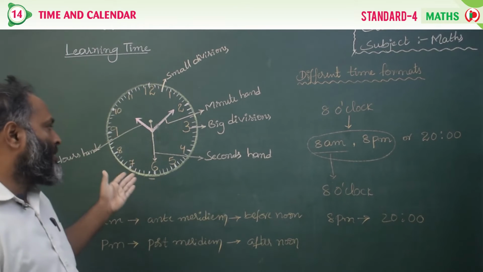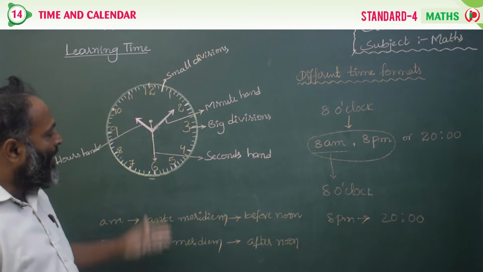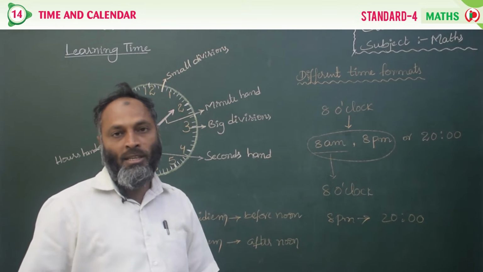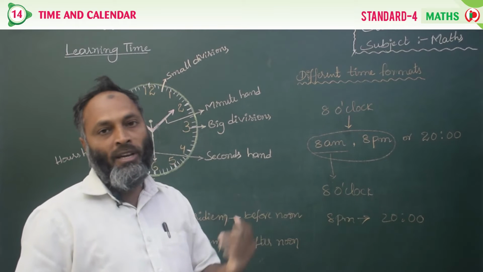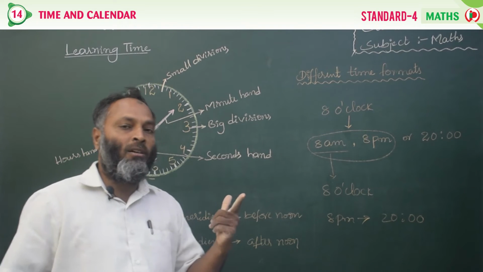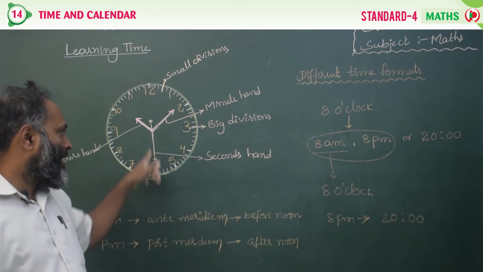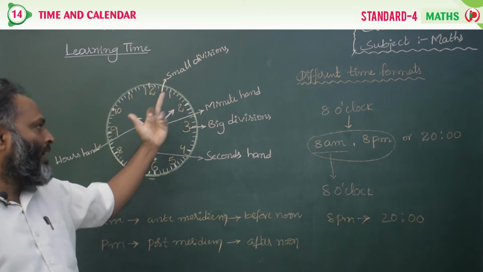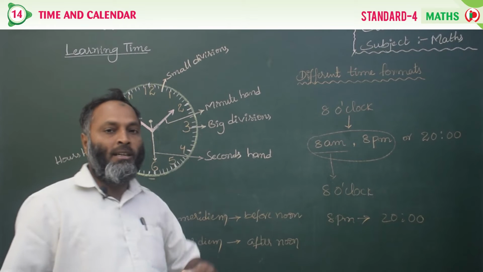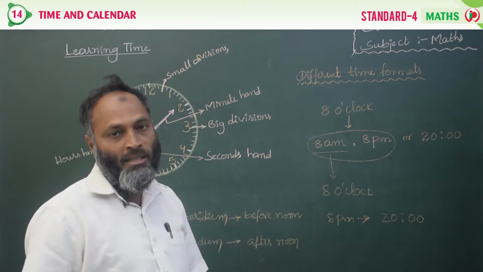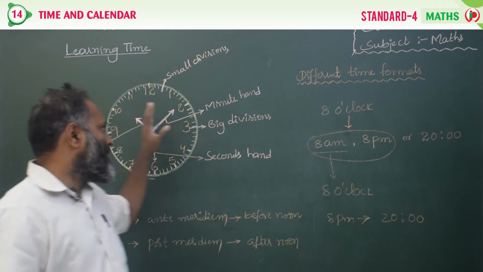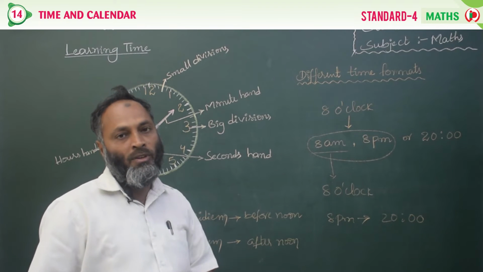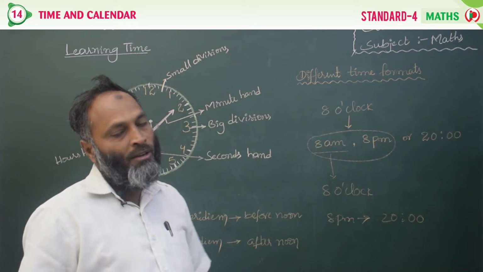In some clocks the second hand is also there, which represents seconds. We have three main hands: one is a short hand, one is a longer hand, and one is a thin hand that represents seconds. The short hand represents hours, the long hand represents minutes, and the thin hand represents seconds. Generally these clocks and wristwatches show 12 hours format.